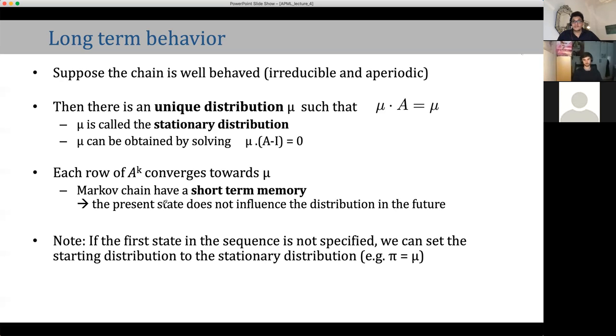So it just means in practice that those Markov chains have a short-term memory. The state in the present will not influence the distribution in the future. And it depends on the number of states. But when you have only up to a few hundred states, those chains converge really rapidly, because you see we take the power of a matrix here, so the convergence is exponential. So we forget about the past quite fast with those Markov chains.